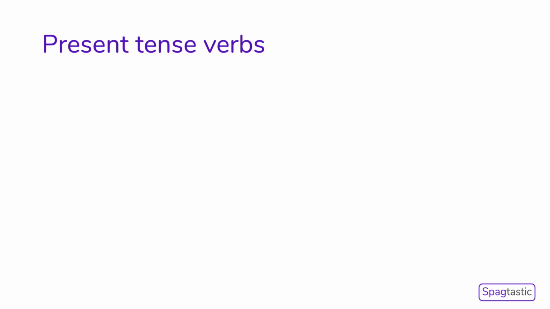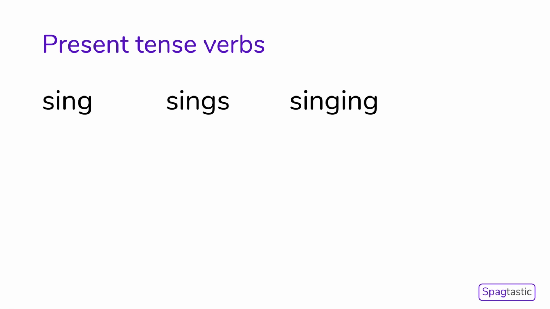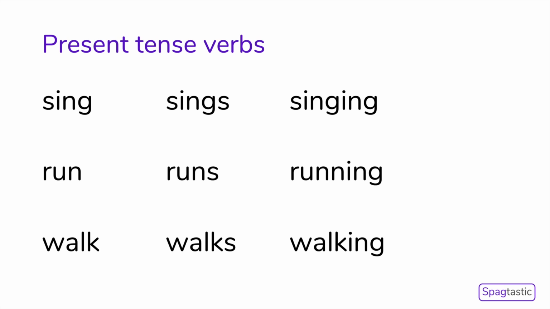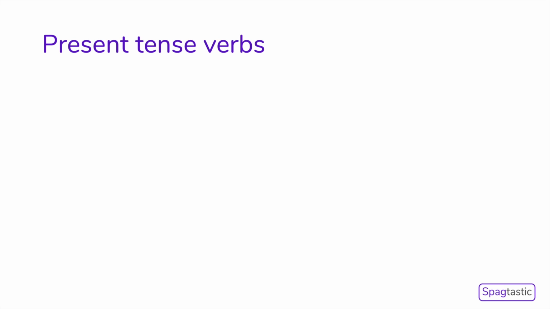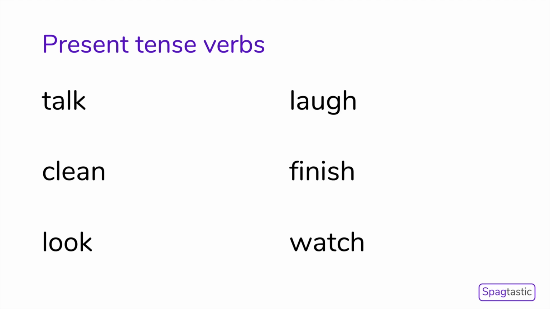If we have the verb "to sing", present tense forms are sing, sings and singing. So we could have "I sing a song", "he sings a song", or "the children are singing a song". Present tense forms of the verb "to run" are run, runs or running. And present tense forms of the verb "to walk" are walk, walks and walking. Here are some more examples of present tense verbs: talk, clean, look, laugh, finish and watch.